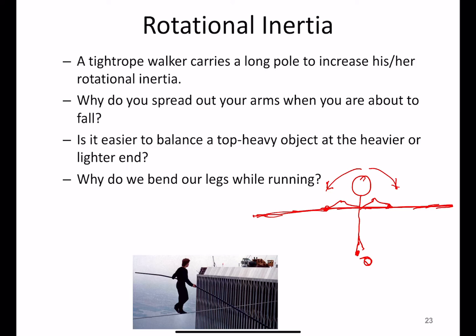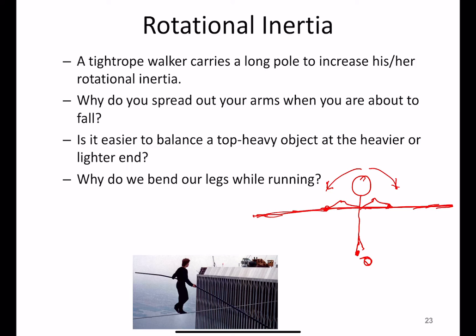So one reason that they have the pole is to increase their moment of inertia. And the second reason is it allows them to apply a correction or right themselves if they're starting to fall.